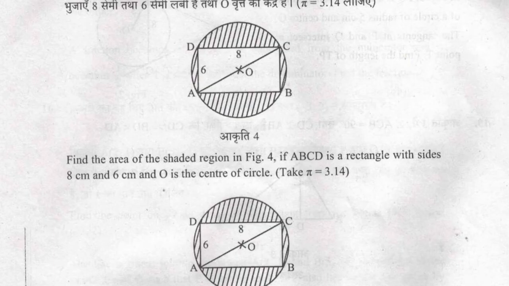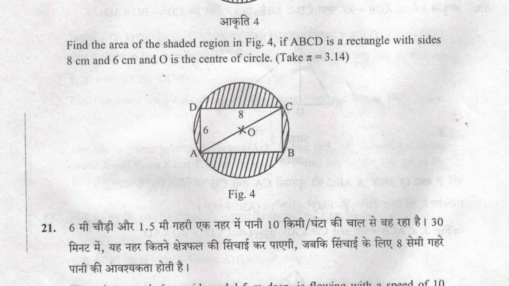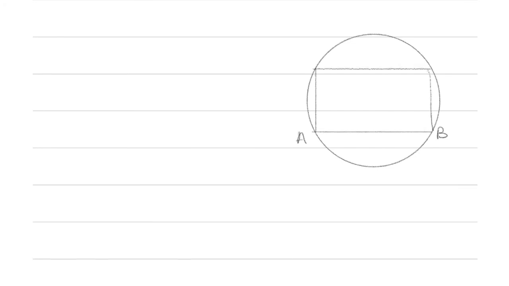In 20th question, we need to find the area of the shaded region in which we have a circle and there is a rectangle ABCD of sides 8 cm and 6 cm, and O is the center of the circle, and this is lying on the diameter. We have a circle and we have a rectangle here, ABCD, which has sides 8 cm and 6 cm, and this AC is the diagonal and it is also the diameter of the circle.